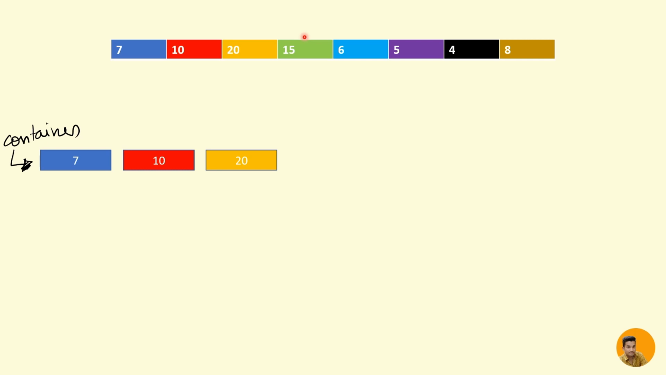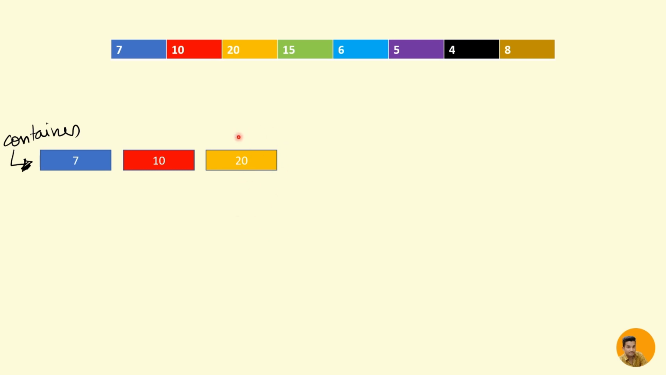Now we see 15. So what does your intuition say? Where are you going to put 15? Obviously, the number which is just greater than 15 in this set or in this container, and we see the number which is just greater than 15 is 20.